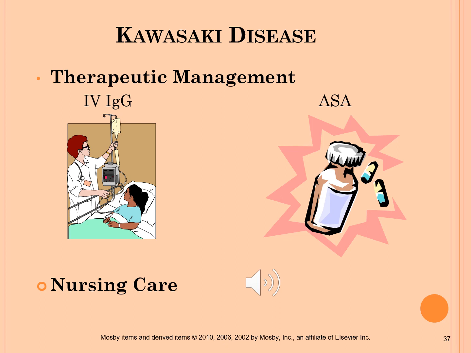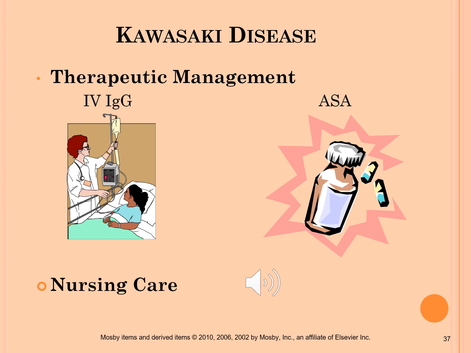And they will continue that. It's no longer an anti-inflammatory, but becomes more of an antiplatelet dose, again trying to reduce that risk for coronary artery aneurysm. So they'll continue on a low dose once a day for 6 to 8 weeks. If there's no evidence of coronary artery abnormalities, they'll just do that low dose for 6 to 8 weeks.